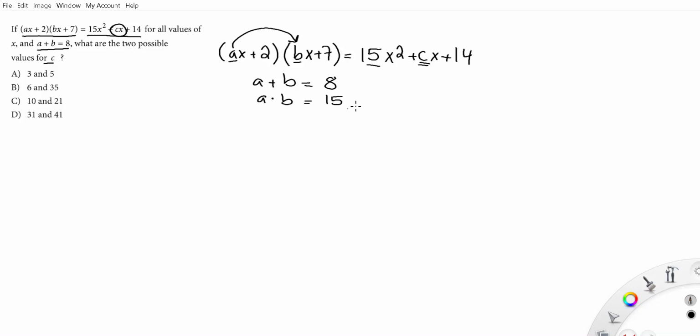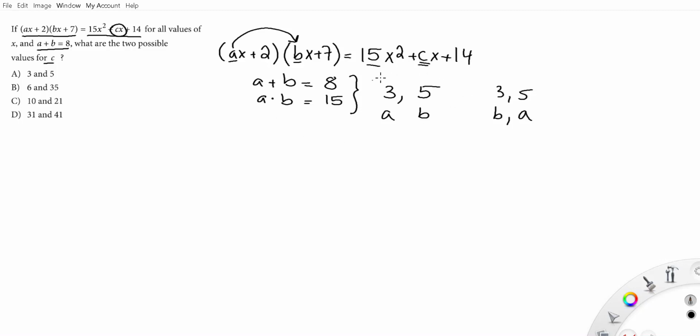There are only two numbers that when I add them together, I get 8, and when I multiply them together, I get 15. That's 3 and 5. But what I don't know is if a is equal to 3 and b is equal to 5, or if b is equal to 3 and a is equal to 5. I don't have that information, but I have just enough to help me figure out the possible values for c.